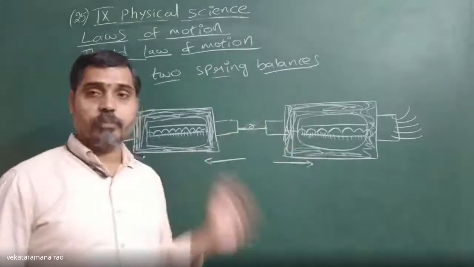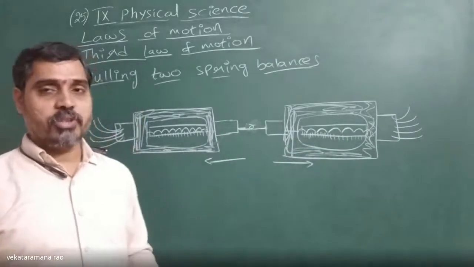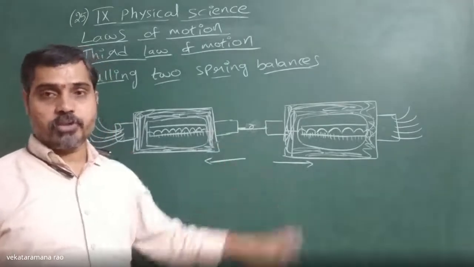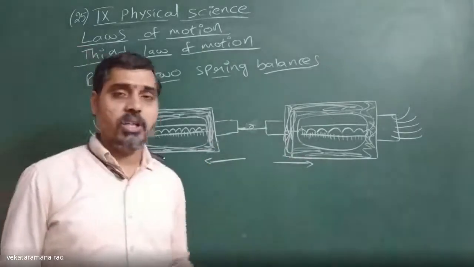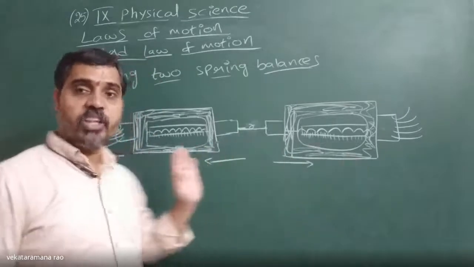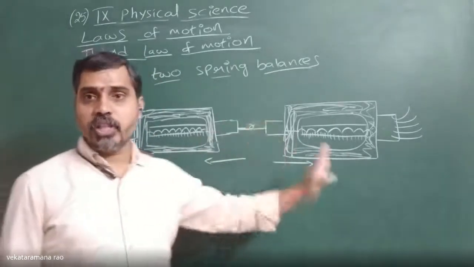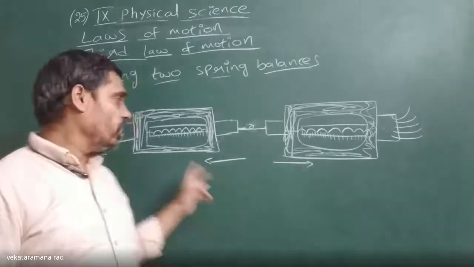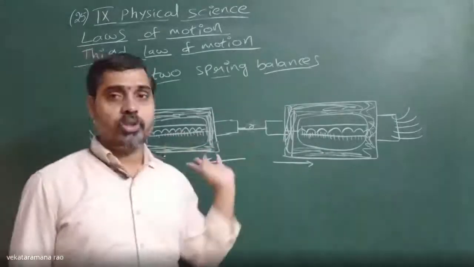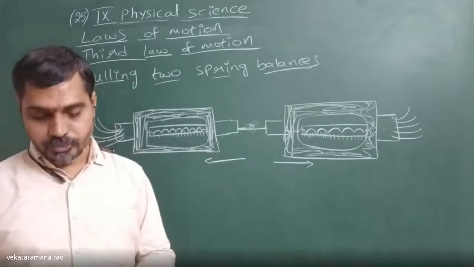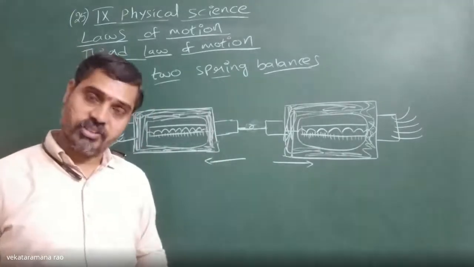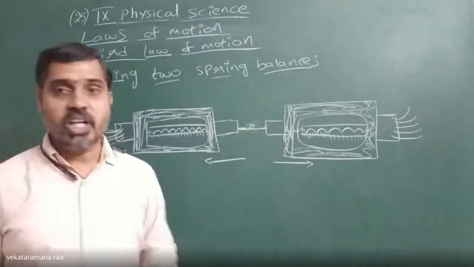Let us assume that the system is not moving anywhere. The system is at rest. That means the two spring balances are neither moving right nor moving left, which means we are applying equal forces. That's why these two spring balances show equal readings. Are the readings of the two spring balances the same? Yes, the two spring balance readings are the same.